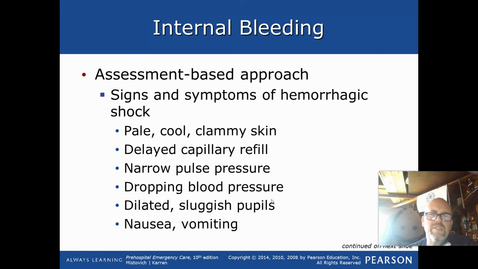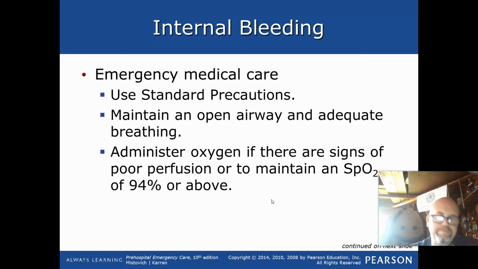Pale, cool, clammy skin. We'll be looking for delayed cap refill. That's the fingernail bed, squeeze and release. Narrowed pulse pressures, we're going to talk about that another time. We're going to delve into that a little bit. Dropping blood pressure, dilated, sluggish pupils, and nausea and vomiting are things we're going to see.